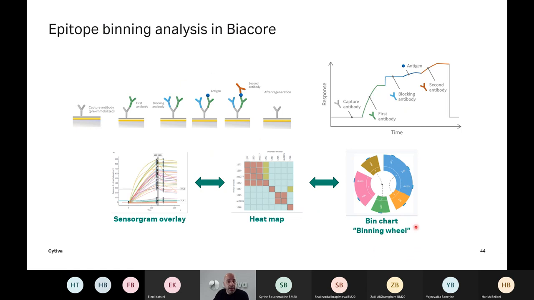This is very useful, for example, in the development of vaccines, diagnostic test development, but also for biotherapeutic development. For example, if we would like to create a drug that can be recognized by two different antibodies.